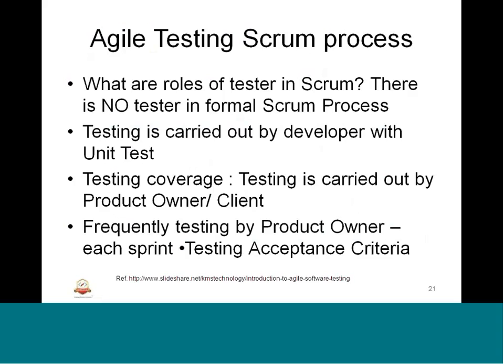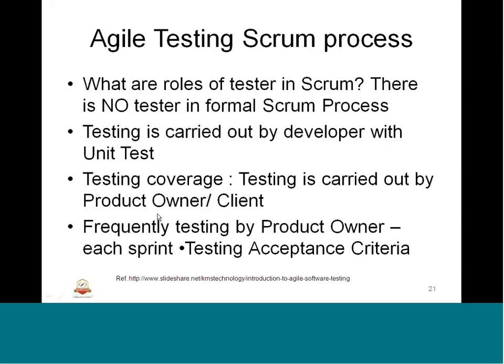So what are the roles of a tester in scrum? Actually there is no tester in the formal scrum process. There is no definition of a tester only. It is part of the development team only. So testing is carried out by the developer with unit testing. He himself will identify some instrumentation, try to stub or drive the various units that are being used in the scrum. Testing coverage is carried out by the product owner or the client, basically the end client or whoever has the complete ownership. He will do the coverage.